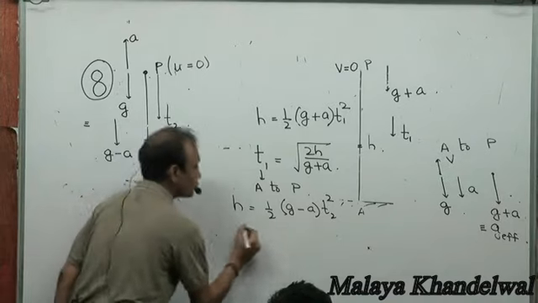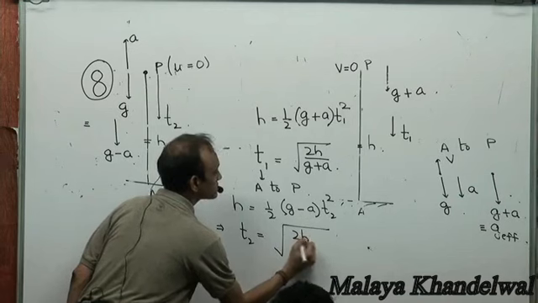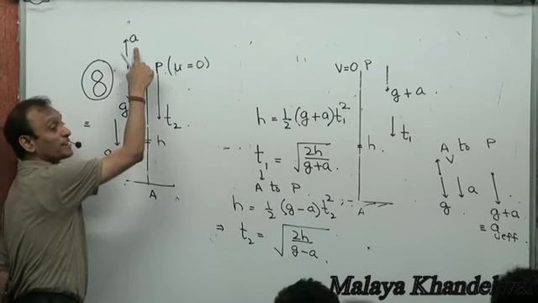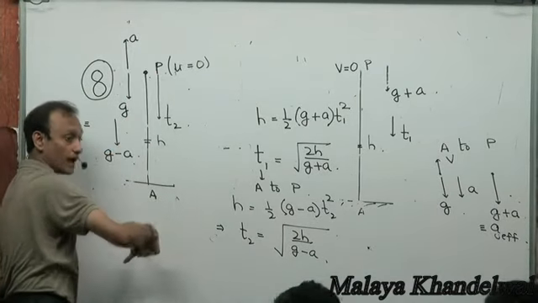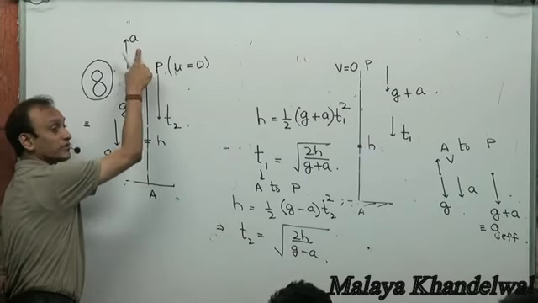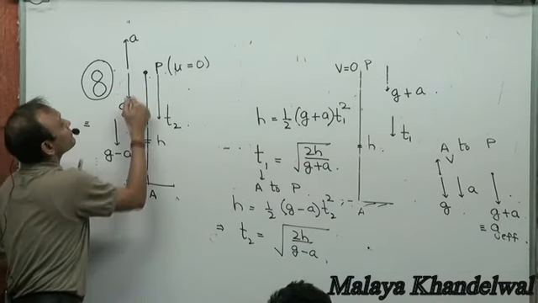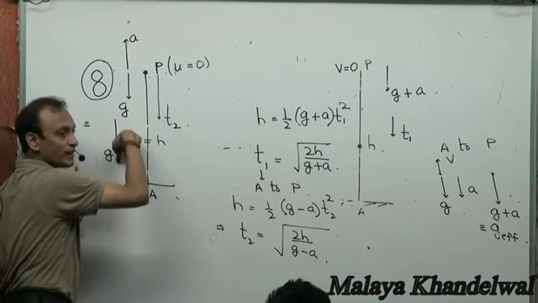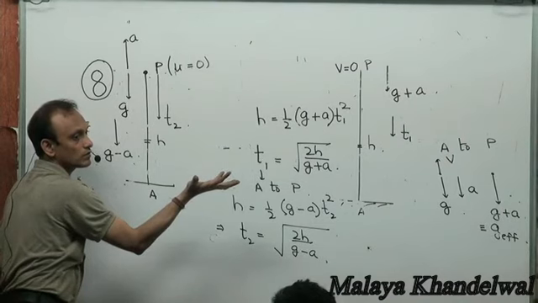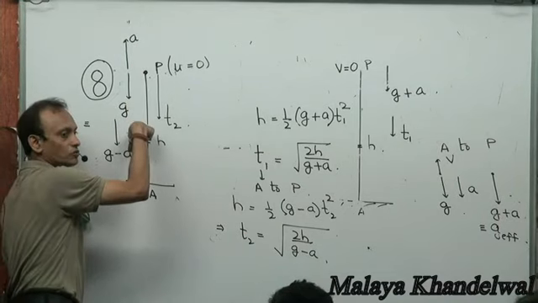Right? So t2 would have been root, yes please? Because a resistance is producing an acceleration a upwards. When it is going down, g is anyway acting down, but the resistance is producing an upward acceleration a, opposite to the direction of velocity. Right? So the resultant of this g and this a is going to be g minus a downwards, as if gravity has now become g minus a. It's g downwards and a upwards, which is like g minus a downwards.